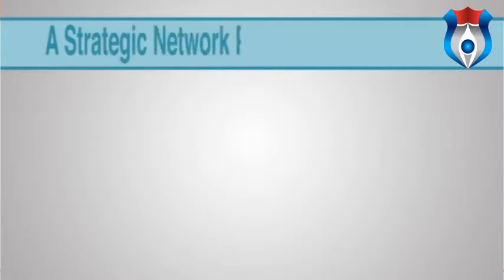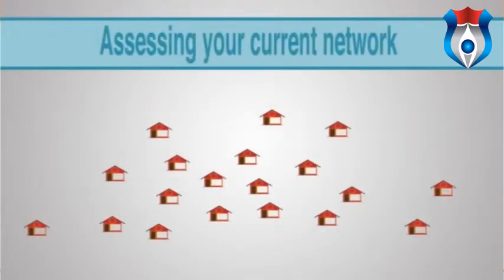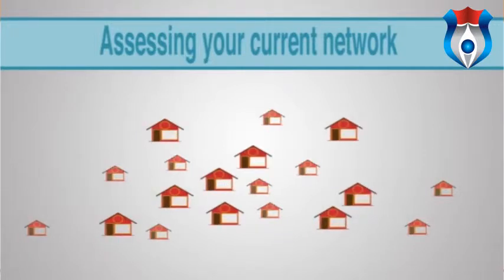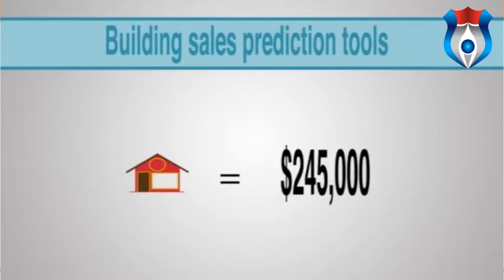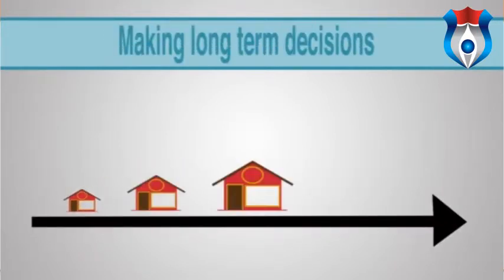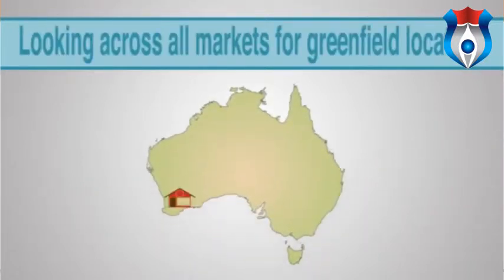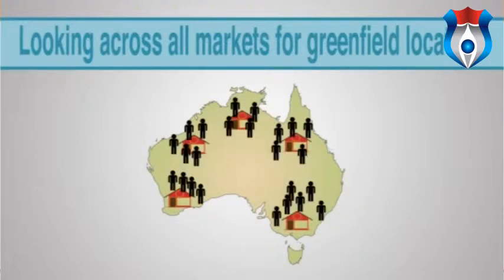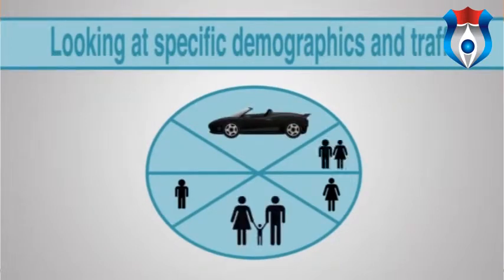A strategic network planning project involves assessing your current network to understand the good sites from the poor sites, building some form of sales prediction tools for the future, making long-term decisions on your existing stores, looking across all markets for future Greenfield locations and taking into account future population growth, looking at specific demographics and traffic that is favorable to your sites.